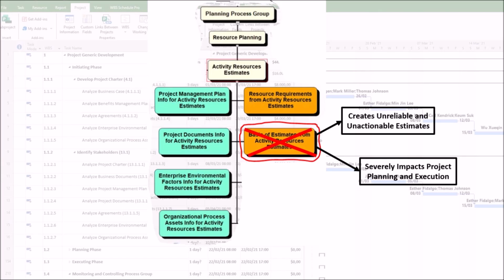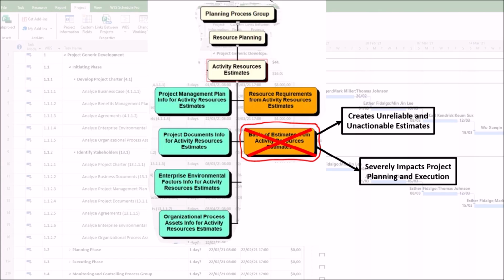2. It severely impacts project planning and execution. The resource estimates feed directly into the project schedule and budget. A poor basis of estimates poisons these downstream plans as follows.